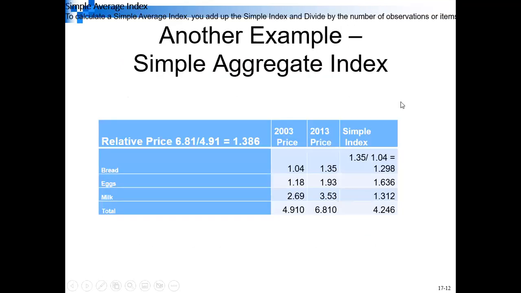All right, here's an example. We have the same thing here, and you simply divide 6.8 by 4.9, and you get an index out of that.